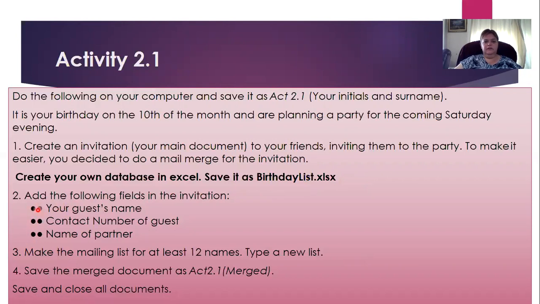So here are the extra fields that have to be in your database. I want your guest's name, so that's name and surname. I want their cell phone number. And then if they are bringing a partner with, you can increase what it wants to be. So you can say with partner, or have a yes, no for partner, or a name, surname, so that we can make personalized table cards or table placings. Then you're going to make a mailing list for at least 12 names. You're going to type up a new list.